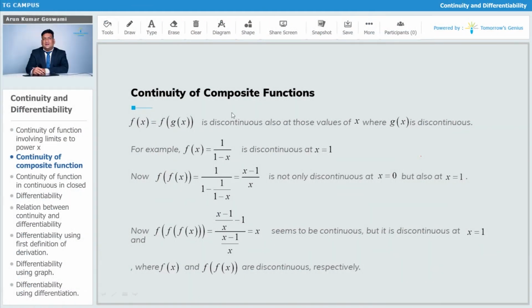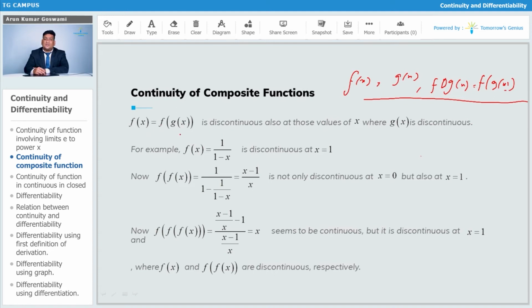Hello guys, let's see continuity of a composite function. First of all, you should be aware that we are talking about a composite function, which means if we have two functions f(x) and g(x), we can make one composite function as fog(x), which is basically nothing but f(g(x)). So this is what my composite function is.